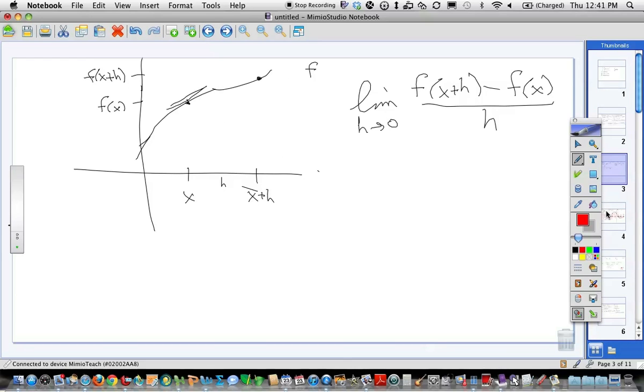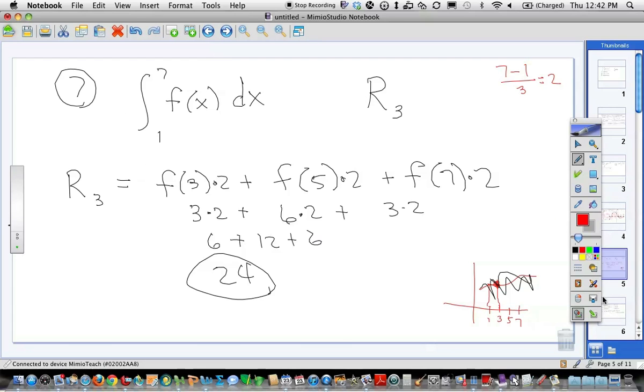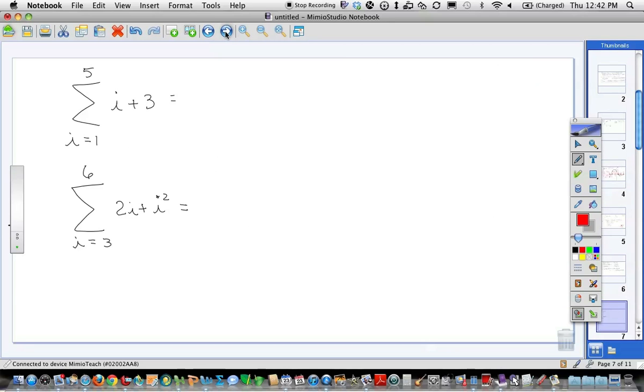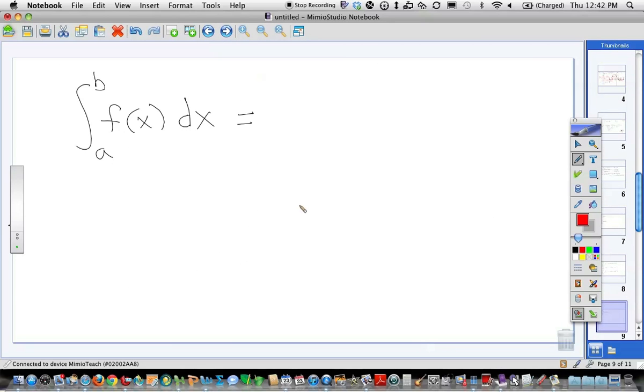Now again, what we're aiming to do here today is get a definition of the integral. Our goal is to fill this in right here. The integral from a to b of f of x dx is what? How do we get that? And that's like the limit as h approaches 0. You know, that's where we're heading.